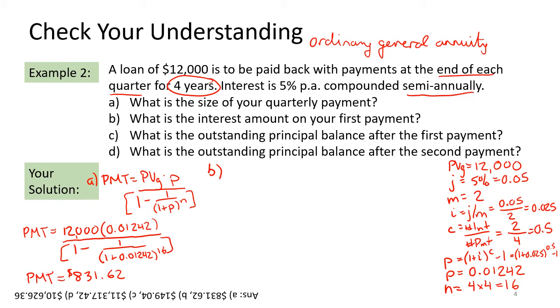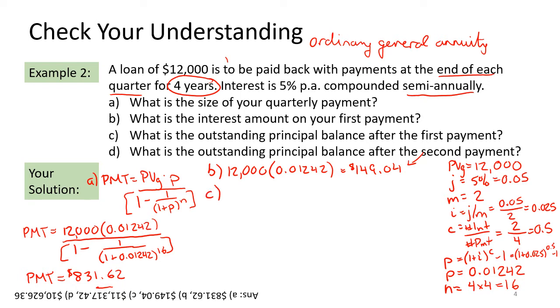Again, we haven't made a payment yet on the loan. So the amount we have outstanding is $12,000. And we multiply that by the equivalent rate of interest, in this case i, which is 0.01242. And if you multiply that out, you get $149.04. Okay? So compared to the last question, what you'll notice is interest is relatively small compared to our payment, right? Meaning we're going to pay more off in principal, okay?